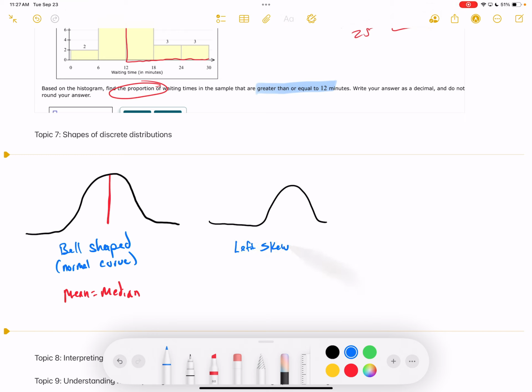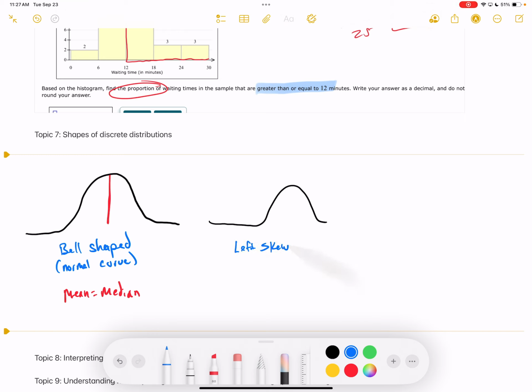To identify these, you find the peak. You find the peak, and the tail is longer on the left, so it's skewed left. Same thing here. If you find the peak, the tail is longer on the right, so it's skewed right. That's the easiest way to identify them when you're looking at them.